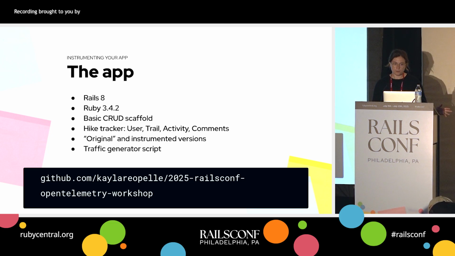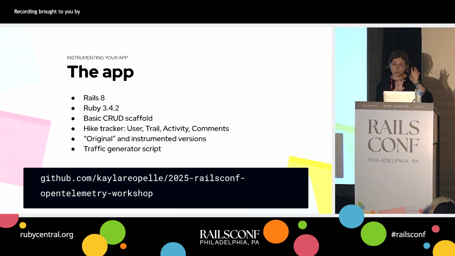The app itself, in this repository, is Rails 8. It's running Ruby 3.4.2 because I forgot to update to 3.4.4. It's a very basic CRUD scaffold. There's very little extra on top of it. It's a hike tracker, so you have users and trails, and an activity belongs to a user and a trail. I think trails also have comments. The majority of this is going to be focused on the activity resource, so the activity models and controllers.